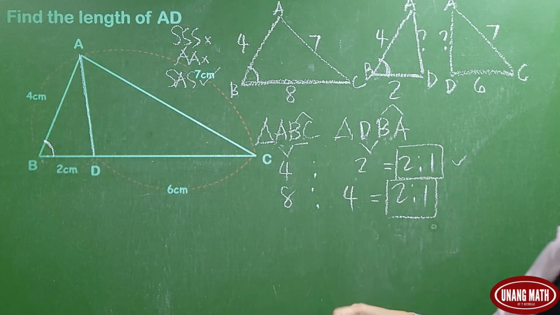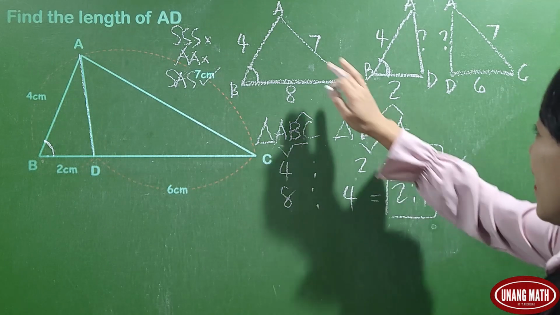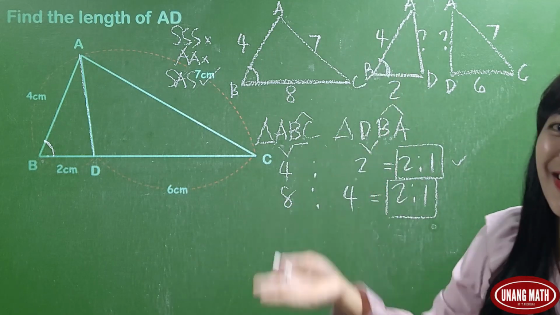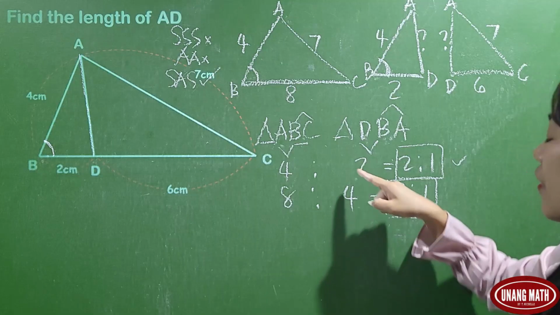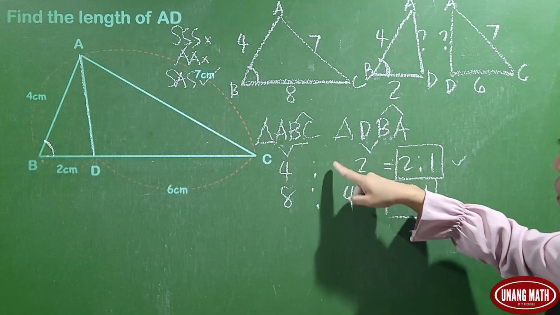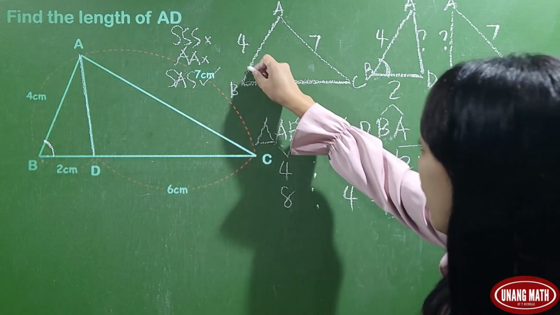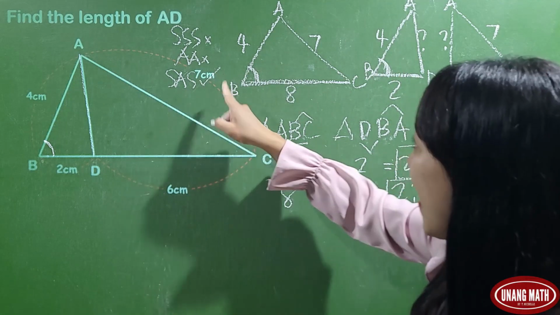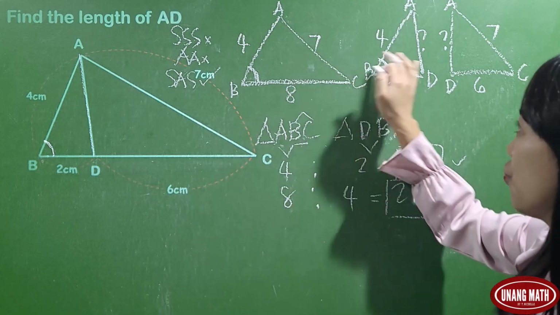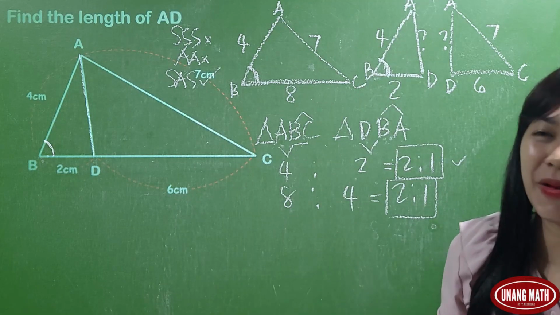So we already proved that these two triangles are similar figures because the ratio of the lengths of the two corresponding sides are equal, and we have here one pair of corresponding angles. That's SAS similarity. So these two triangles are similar figures.